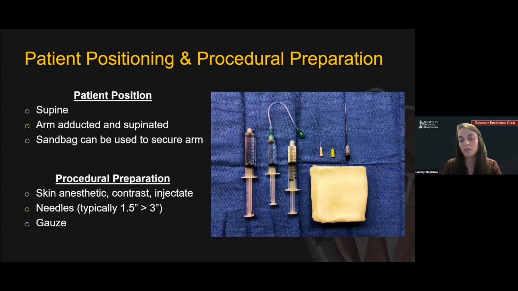If patients are having a hard time remembering to keep that arm supinated, we'll typically place a sandbag on their palm or on their forearm to keep that position so they don't have to think about it quite as much. Regarding the procedural preparation, there are certain things you'll need to perform our glenohumeral joint injection. One is skin anesthetic, if you want to be nice to your patient.